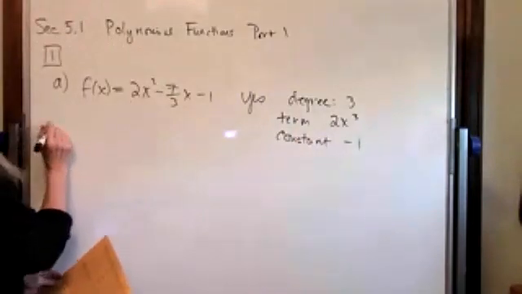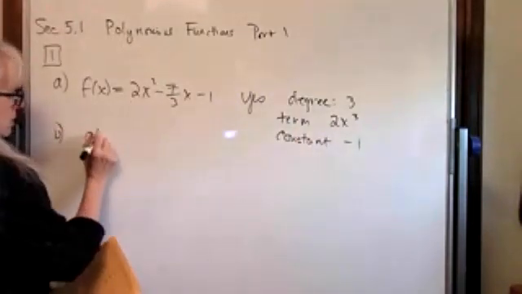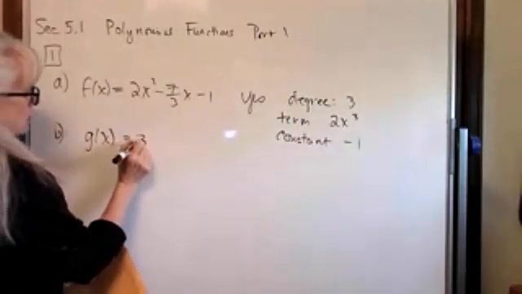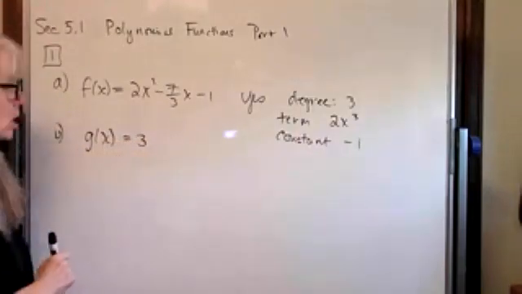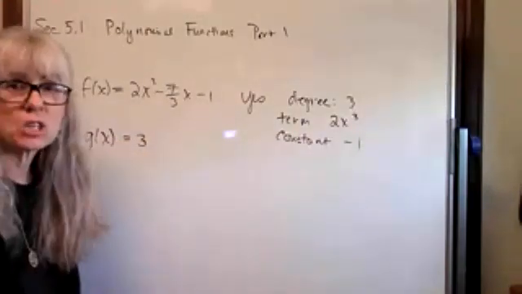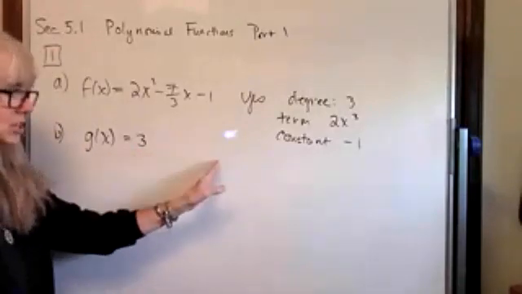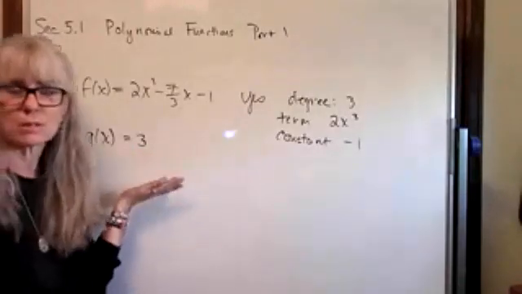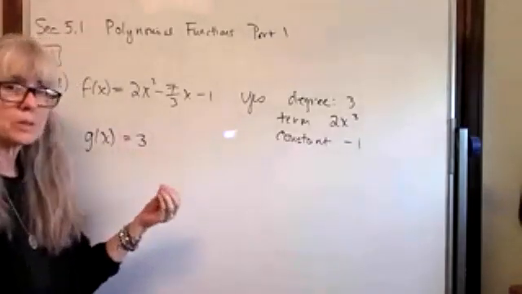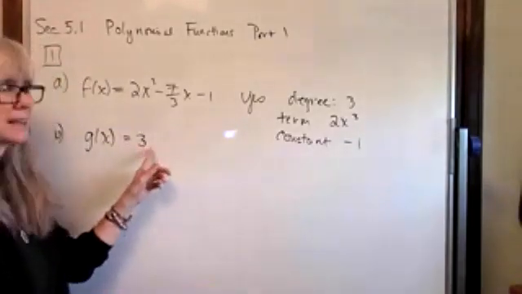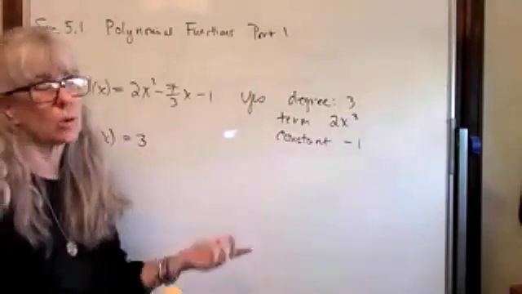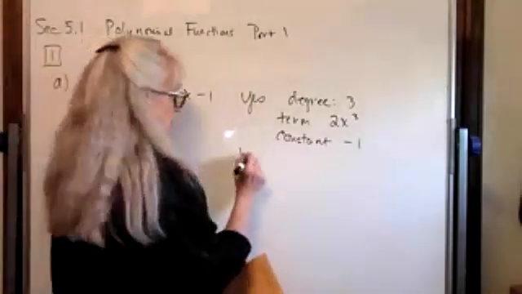Or B says, okay, what if g of x is equal to 3? So believe it or not, this is again a polynomial. It's our definition, right? So in terms of our definition, the coefficients are real numbers, because 3 is a real number, and the exponents are whole numbers. Well, the exponent here is at x to the 0 power, and 0 is a whole number. So we're going to say yes.